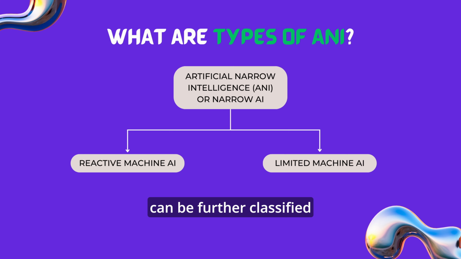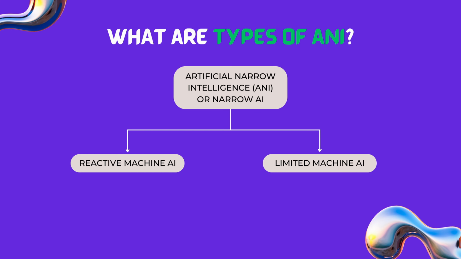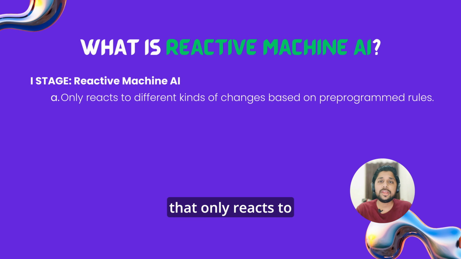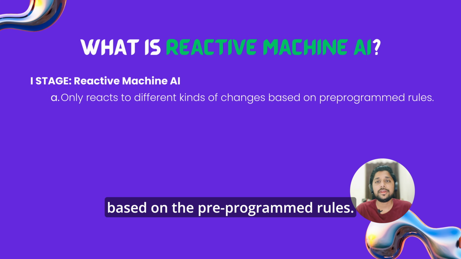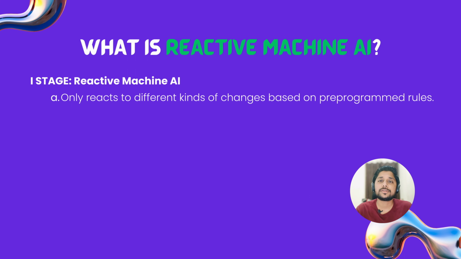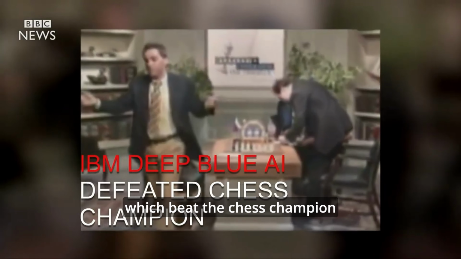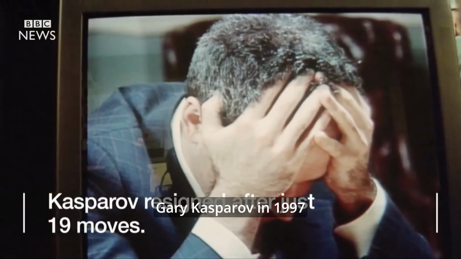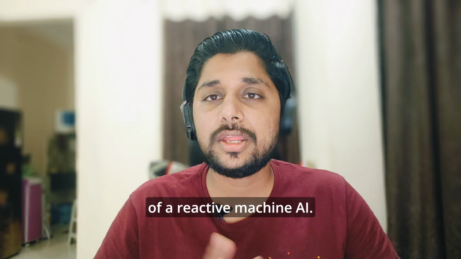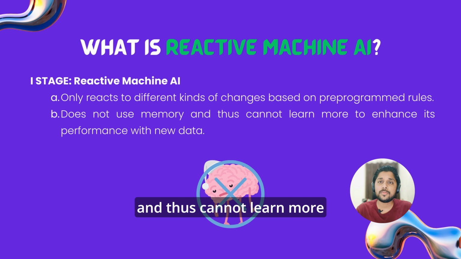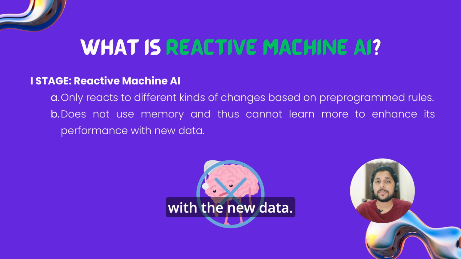ANI can be further classified into two types: reactive machine AI and limited memory AI. So, reactive machine AI is considered the first major stage of AI development that only reacts to different kinds of stimuli based on pre-programmed rules. For instance, IBM's Deep Blue AI, which beat the chess champion Garry Kasparov in 1997, was an example of a reactive machine AI. It does not use memory and thus cannot learn or enhance its performance with new data.